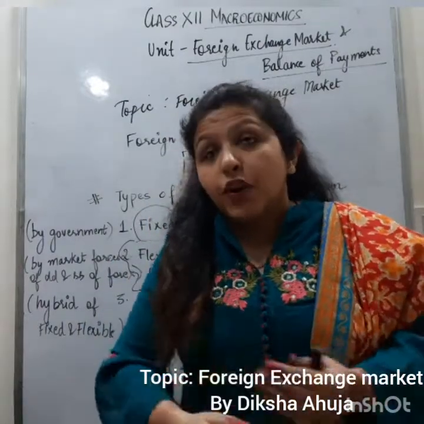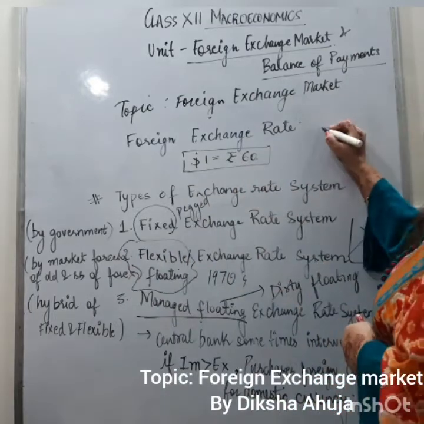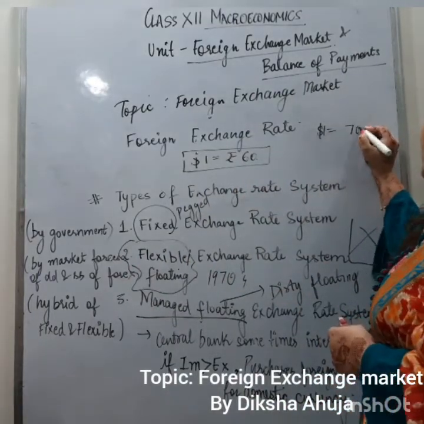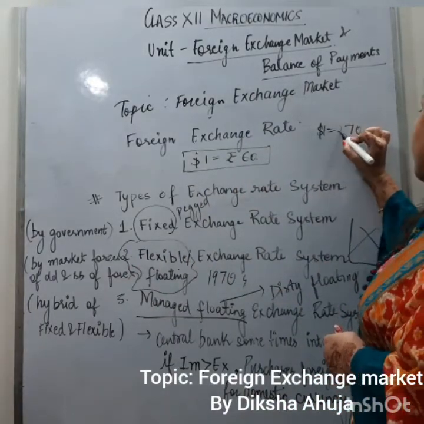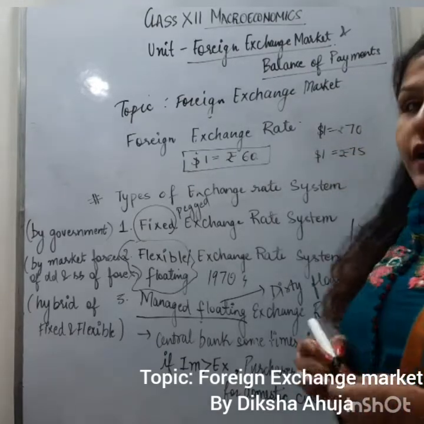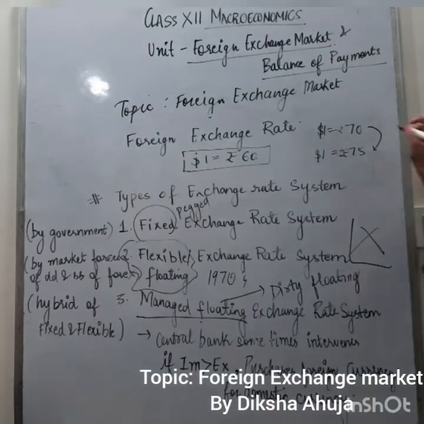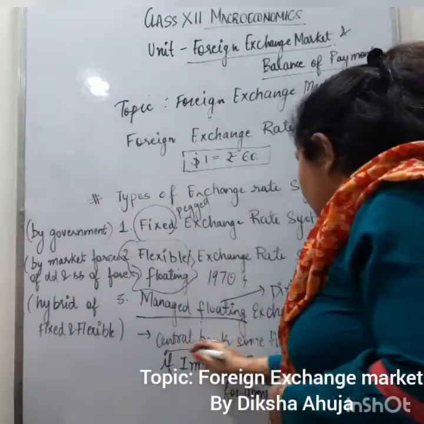Let's say the exchange rate is going from 72 to 75. Let's say the exchange rate was earlier 70 nowadays, but it will become 75 if you do not stop it, right? So I don't want this to happen. The government doesn't want this to happen. Then what will the government do? The central bank will sometimes intervene.